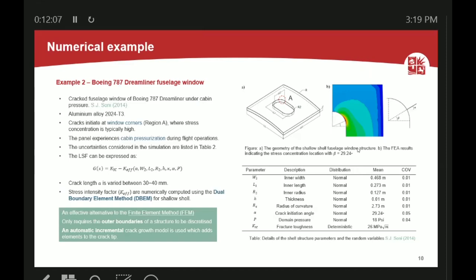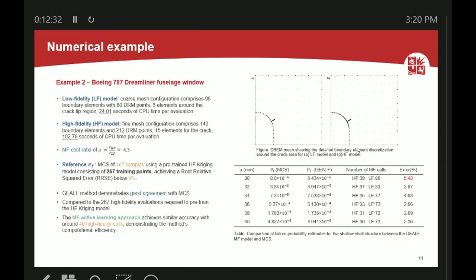We also try to vary the crack length between 30 to 40 millimeters, again, to look at different levels of probability of failure. And it's worth noting that the stress intensity factor is computed using the dual boundary element method. You can probably infer from the name, it only needs the boundary to be meshed. Finite element needs all the geometry to be meshed, but boundary element is only around the boundaries.